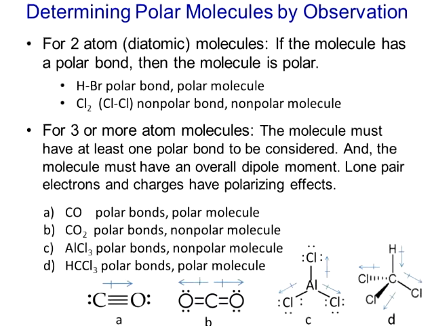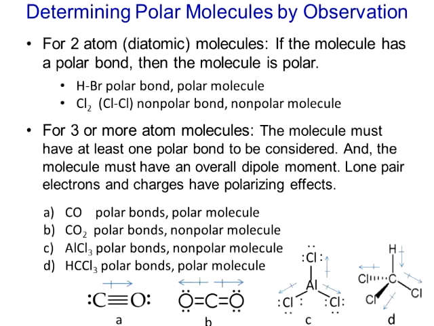We can also determine polarity by observation, which is used most often by freshman chemists, and certainly throughout just general chemistry more than the calculations are, frankly. So let's take a look at how we simply observe the atoms surrounding the central atom, or observe the atoms in the molecule, and make a decision as to whether or not it's polar or not. Okay? So, determining polar molecules by observation.